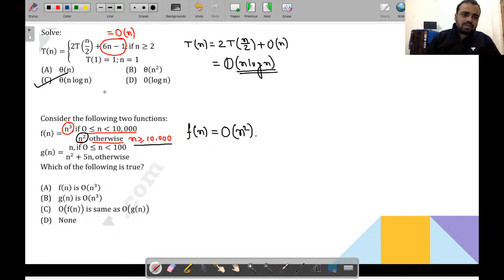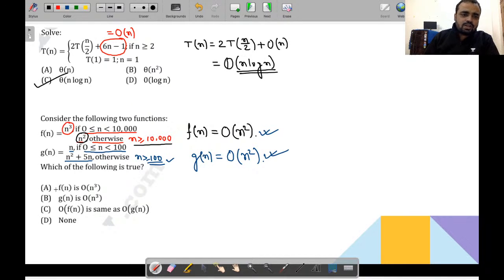Similarly, let's think about the second. G of n is given as n if n is lying between 0 to 100 and n square plus 5n otherwise, means if n is greater than equal to 100. तो हमेशा इसी के लिए टाइम कॉम्प्लेक्सिटी होता है. So G of n will also be the order of n square. Now you can imagine the time complexity of the f of n and g of n both are equivalent.